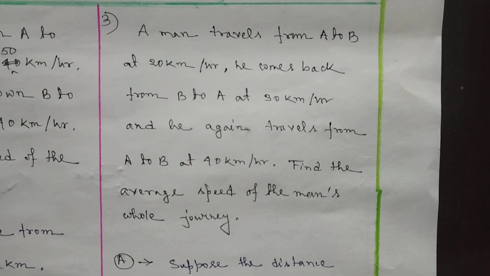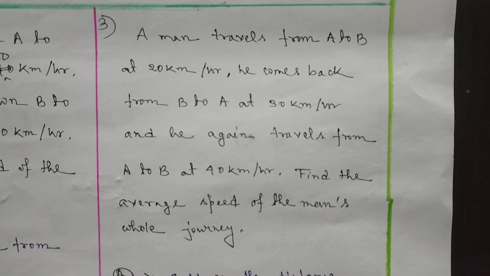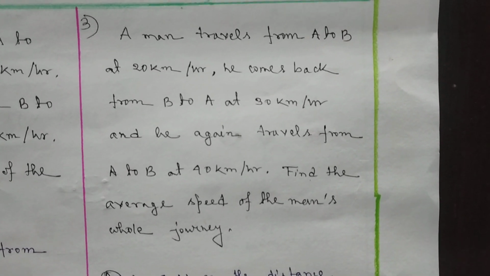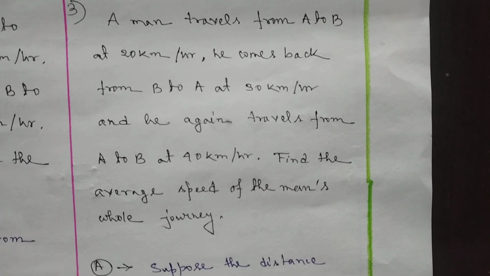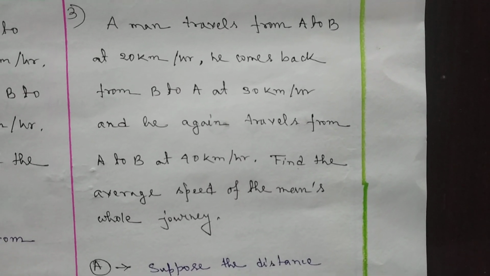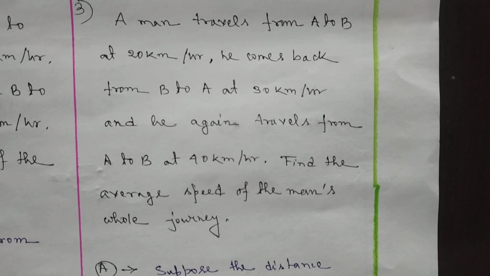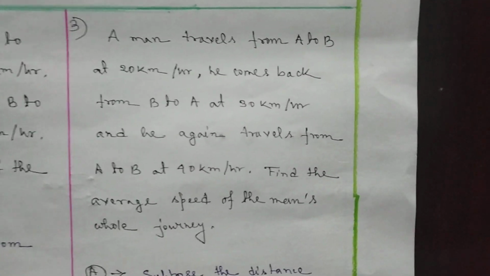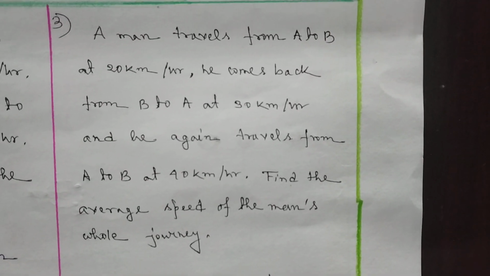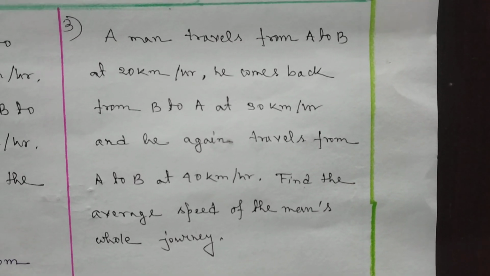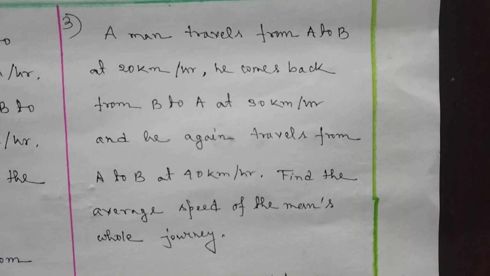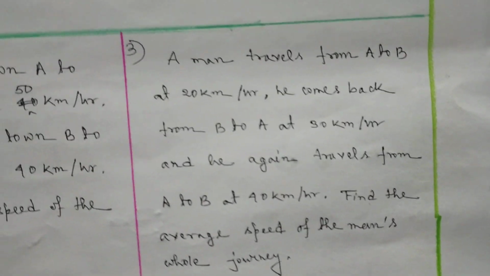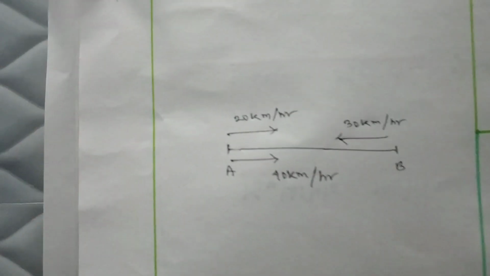The man goes from A to B at 20 km per hour. He comes back from B to A at 30 km per hour, and he again goes from A to B at 40 km per hour. Okay, so he covers the same distance 3 times. Okay, first it goes from A to B, then it returns from B to A, then it again goes from A to B. Okay, see this picture.